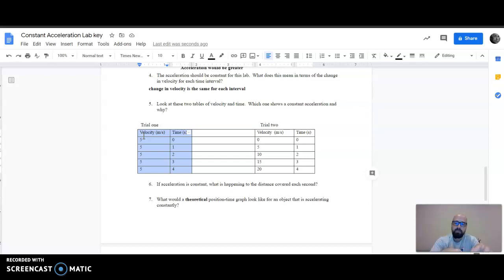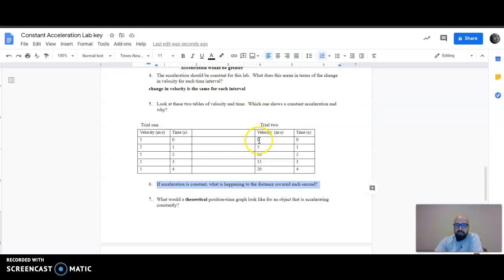velocity with constant acceleration. And so what you've got to think about in your head is if it's a constant acceleration, then that means the velocity changes the same each time interval. And then along with that, if acceleration is constant, what's happening to the distance covered each second? So you guys can think this through, but you're putting all these terms into the right place.